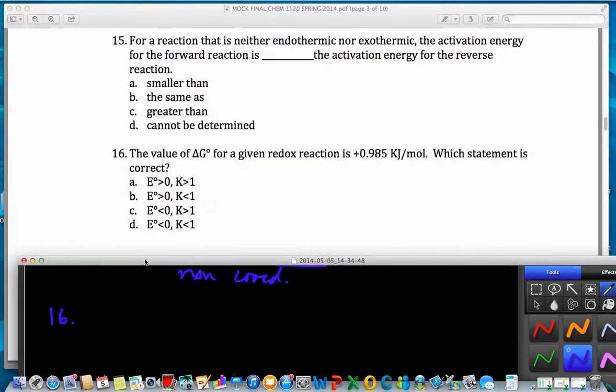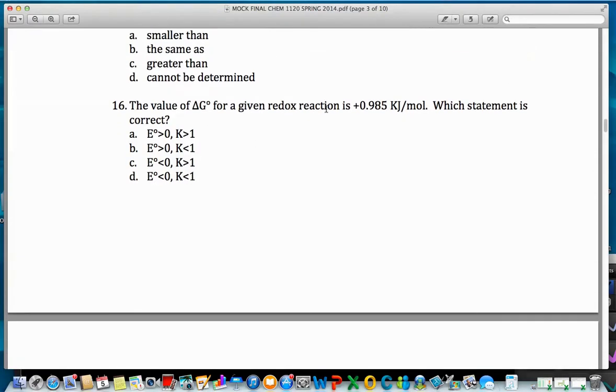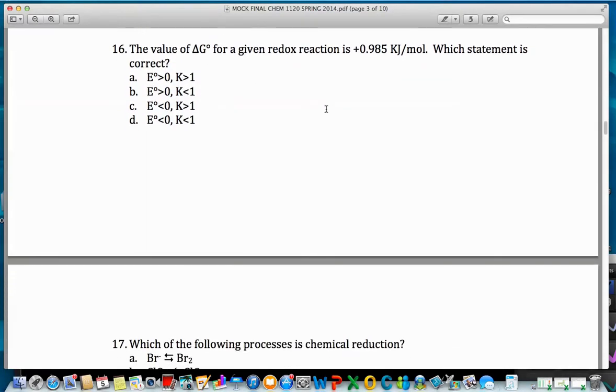Okay, so we are told in question 16 that the delta G for a given redox reaction is positive. This means it's not spontaneous. So K's got to be less than 1. We can get rid of A. We can get rid of C. It also means that the electrical potential must be negative, which means we can also get rid of B. The best answer for 16 will be answer choice D.